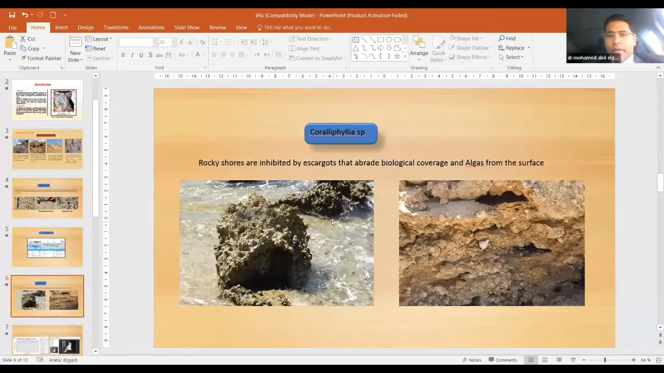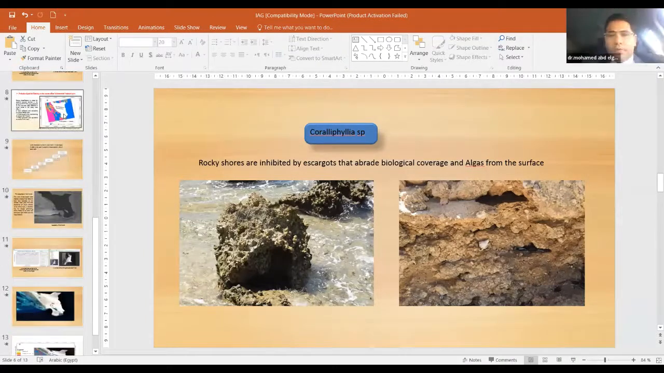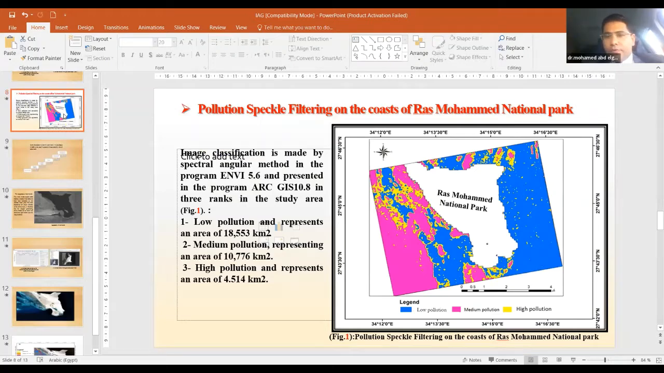The rocky shore shows the biological curves and algae on the surface. These features are biogeomorphology.